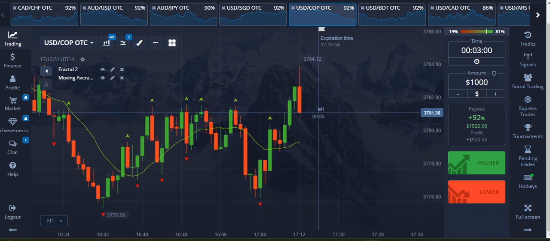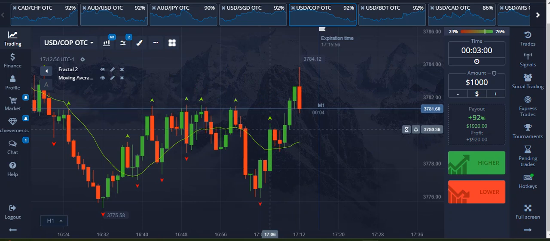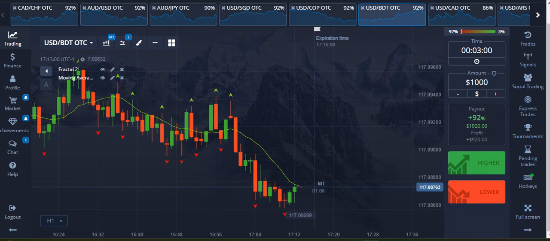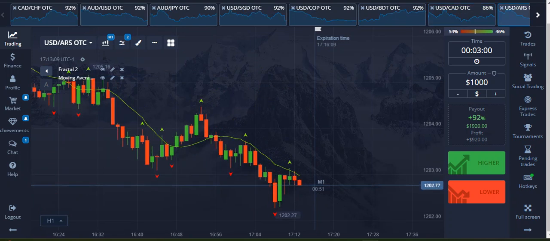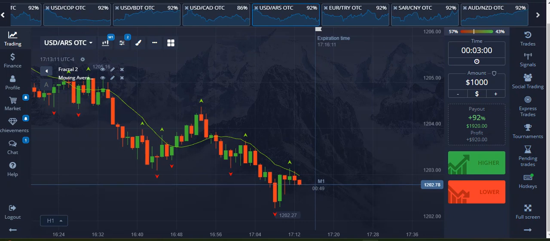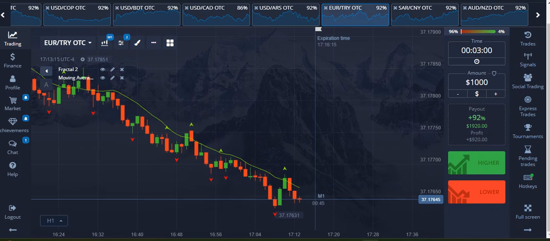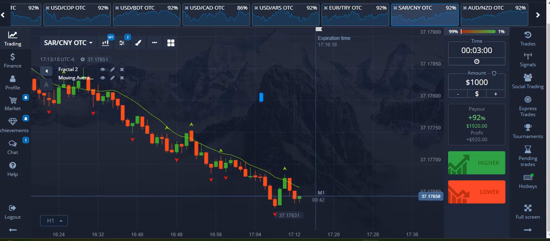All right, wait a minute. Let's see here what we have here. Okay, this fractal. All right. I'm thinking everything is consolidating because the markets are closed. So now not all these pairs want to travel in a trend.